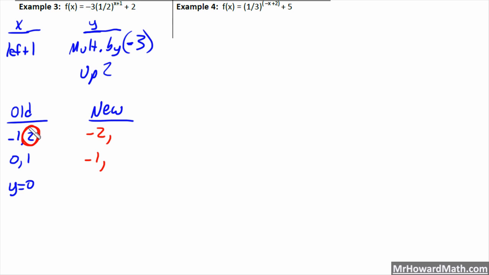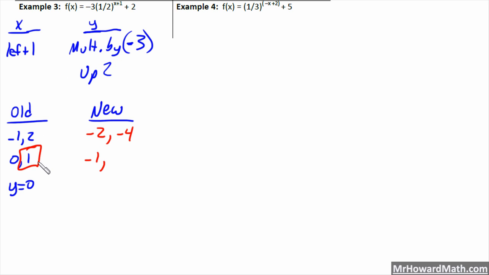So we start with 2, we multiply it by -3, that takes us to -6. Then we move it up 2, that takes us to -4. Alright, so again, multiply 2 by -3, that gives you -6. Then move it up 2. From -6, you go up 2, that takes you to -4.